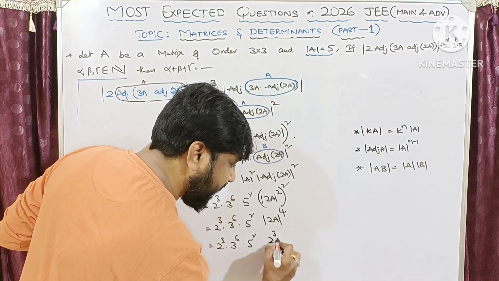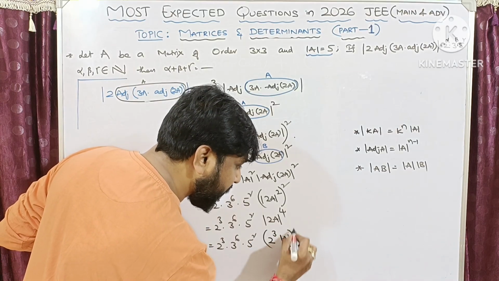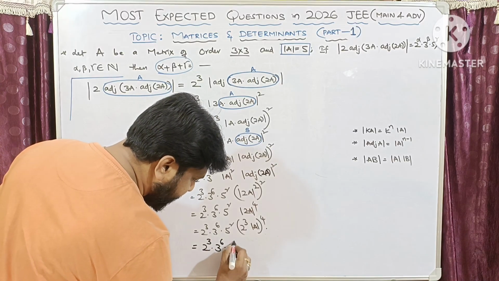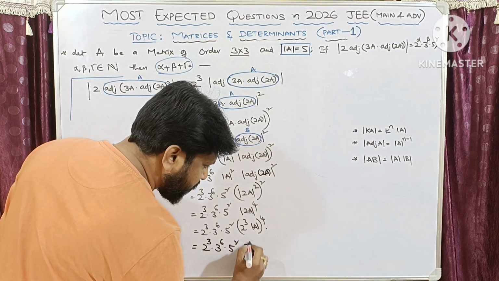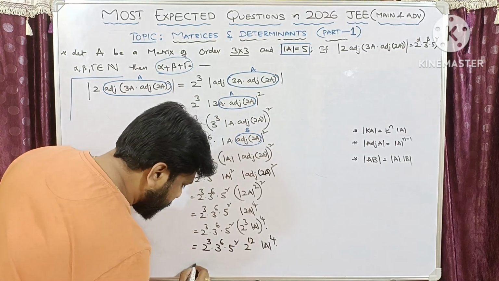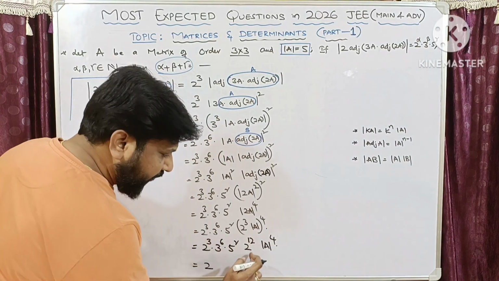2 power n, n is 3. Det A whole power 4. Don't forget this 4. Now this can be 2 cube into 3 power 6 into 5 square. 2 cube whole power 4 can be written as 2 to the power of 12 into det A whole to the power of 4.